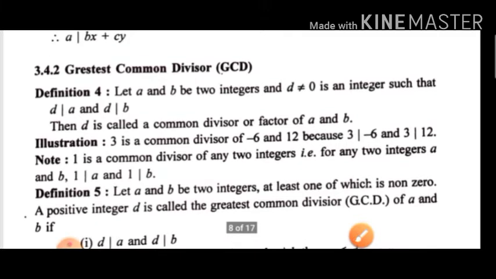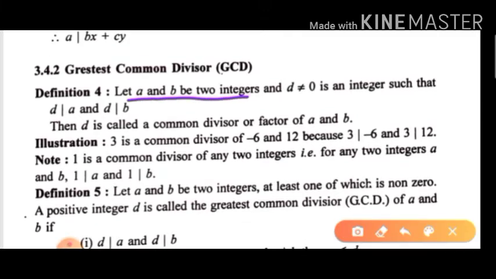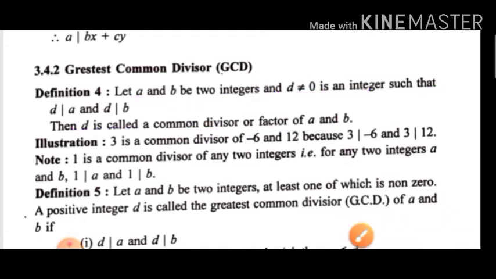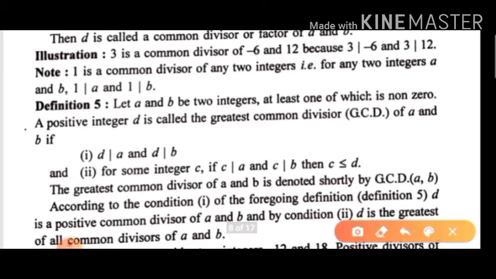So the definition: let a and b be two integers and d is any integer such that d divides a and d divides b. So a and b are any two integers and d is another integer which divides a and b both, then d is known as the common divisor or factor of a and b. Say like 12 and 36. We know both 12 and 36 are divisible by 4. So we can say this 4 is a common divisor or factor of 12 and 36, but not the greatest common divisor. The definition of greatest common divisor is given here.